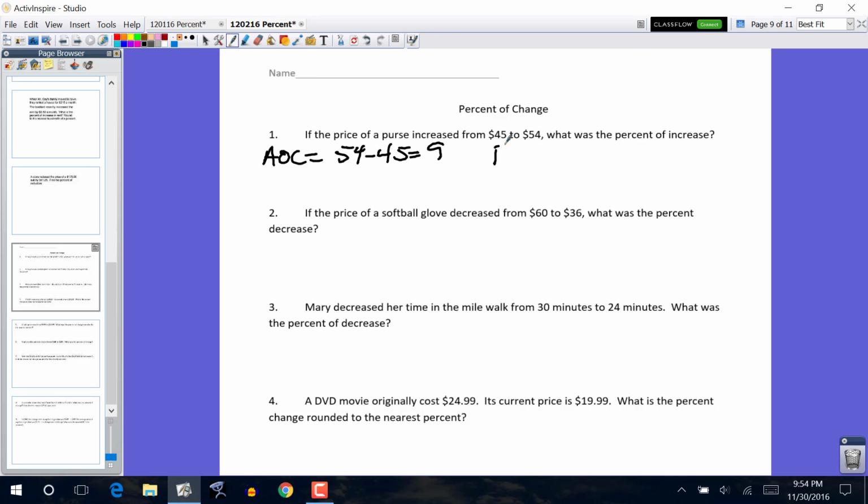So now we need to find the percent of change, the POC. And we know that's going to be the amount of change divided by the original amount. So if the price of a purse increased from 45 to 54, the 45 is the original amount. So you take those two numbers, you divide them, and you multiply this by 100, and that will give you a percent of change. And that's what I'd like for you to do on this particular assignment.